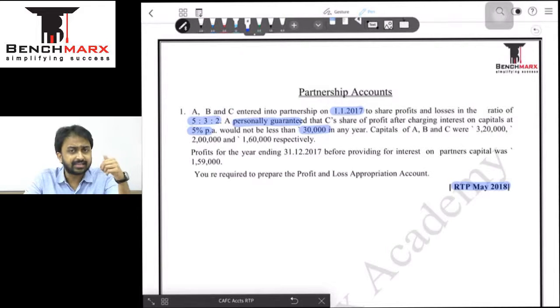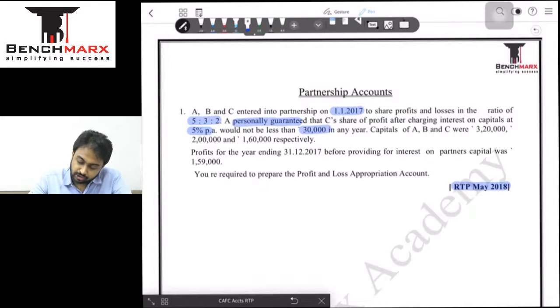Now A has personally guaranteed this for Mr. C. That means it's a case of a minimum profit question. This means the partner who has made the commitment, in this case he has personally guaranteed, will have to ensure that the other partner earns a minimum of 30,000 in a year. So if the share in the profits is less than 30, he'll have to ensure he earns 30. If the share in profits is more than 30, he will take the higher share.